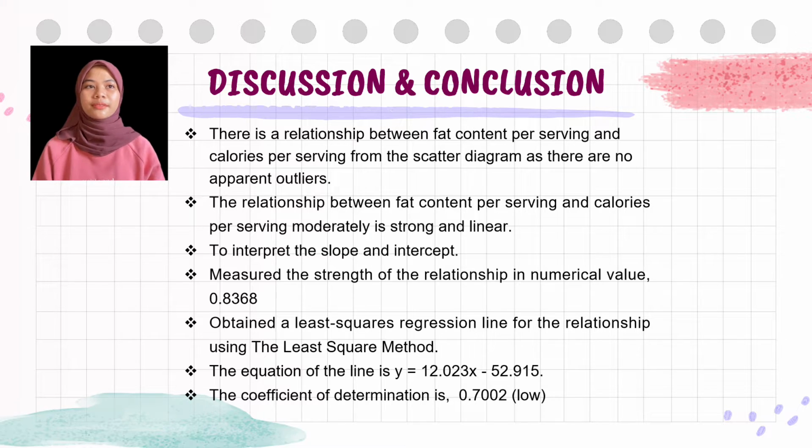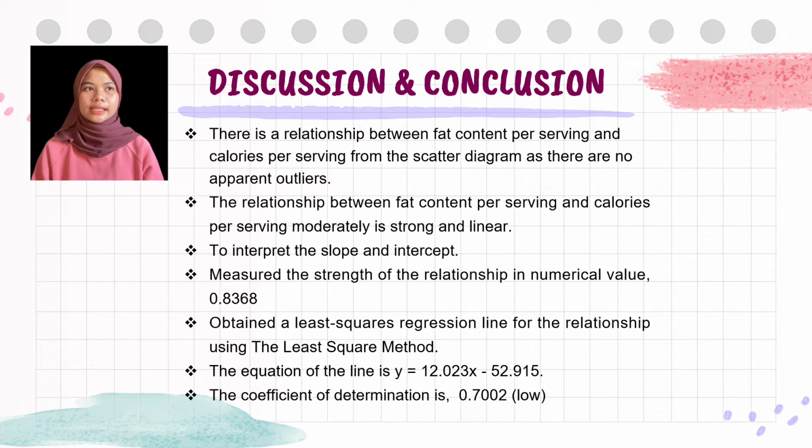In brief, we were able to investigate the relationship between fat content and calories using the knowledge we gained from simple linear regression. Firstly, from the scatter diagram, we could see that there is a relationship between them as there are no apparent outliers in the relation between fat content per serving and calories per serving, which is moderately strong and linear. We use mathematical notation to interpret the slope and the intercept by applying the formula y hat equals beta hat 0 plus beta hat 1 x.